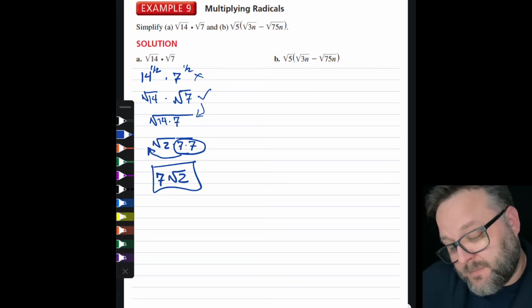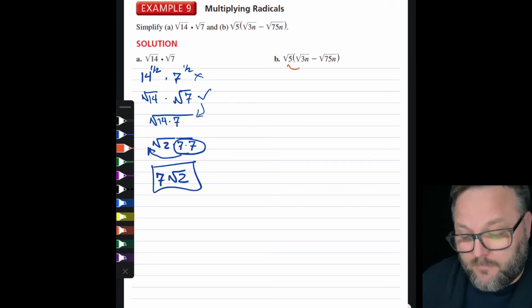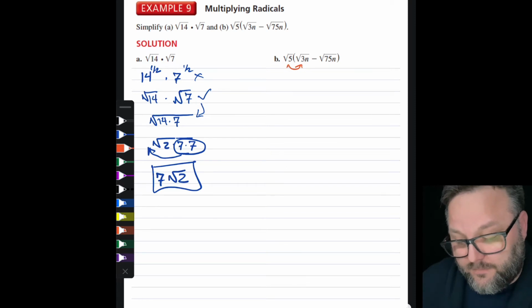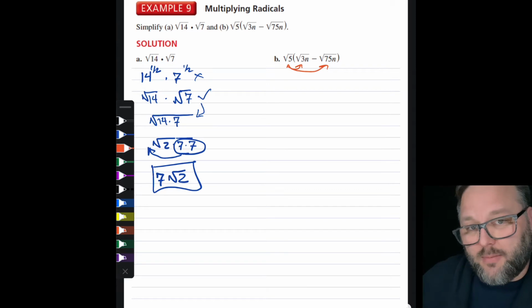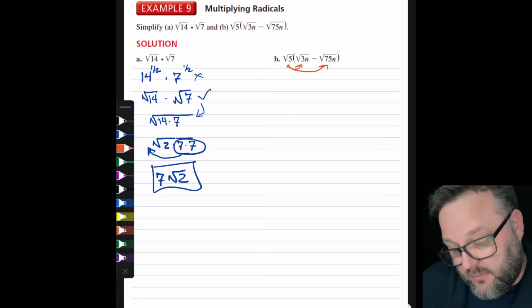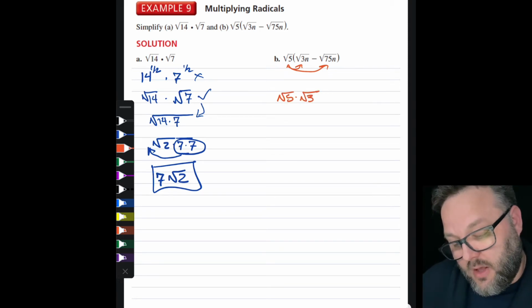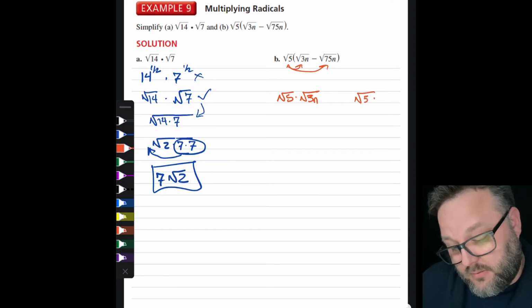All right. We can use this same rule, but we have to remember the distributive property. The distributive property is going to say that I have to take this radical 5 and multiply it by each term inside the parentheses. So I'm going to take radical 5 times radical 3n, and I'm going to take radical 5 times radical 75n.